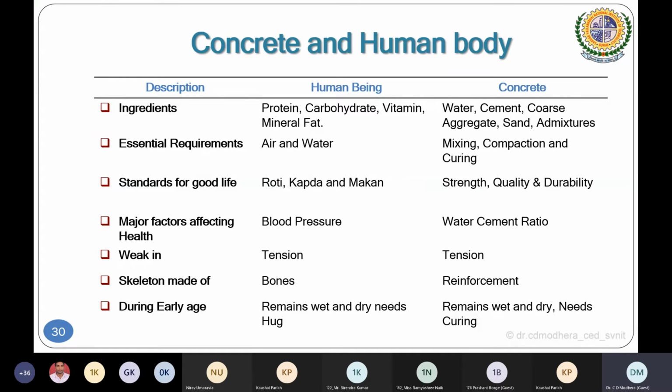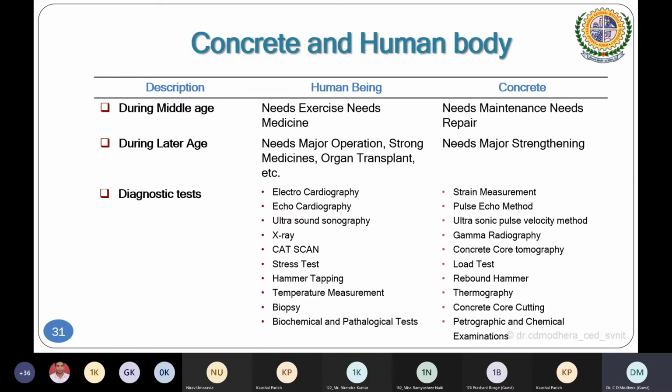Skeleton is made, here bone is involved and here reinforcement is involved. During early age, what happened? A human being remains wet and dry, as you know, dry and needs a hug. Here also it remains wet and dry, but needs curing. During middle age, so far as a human is concerned, it needs exercise, and sometimes needs medicine also. Concrete also needs maintenance and repairs during middle age, just more than its early age. First is early age, then middle age, later age also major operation, strong medicine, organ transplant, etc. Concrete also needs major strengthening.